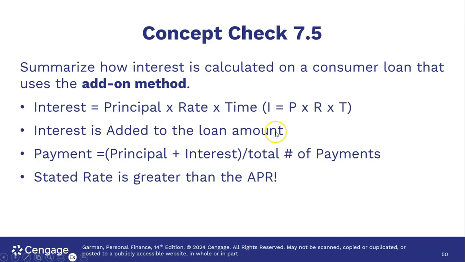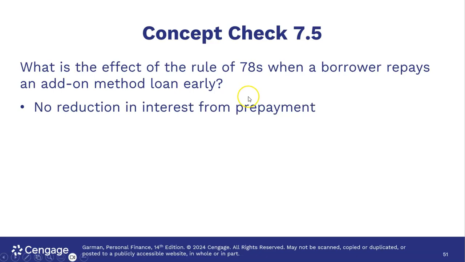Interest is added to the loan amount. The payment is equal to the principal plus interest divided by the total number of payments. The stated rate is less than the APR. That's correct. So what is the effect of Rule 78 when a borrower repays an add-on method loan early? No reduction in interest as a result of prepayment.